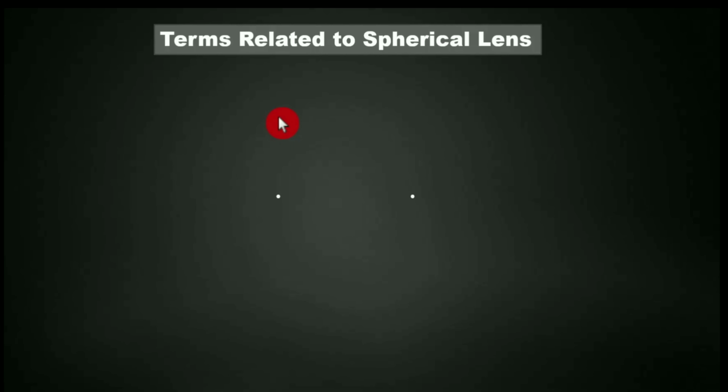Our next topic is terms related to spherical lenses. If you clearly know the terms of spherical mirrors, then the spherical lens is very easy for you. Now see this, it is a convex lens and this is the optical center. It is the center of this convex lens. It is denoted by the letter O. Optical center means the center of this spherical lens.